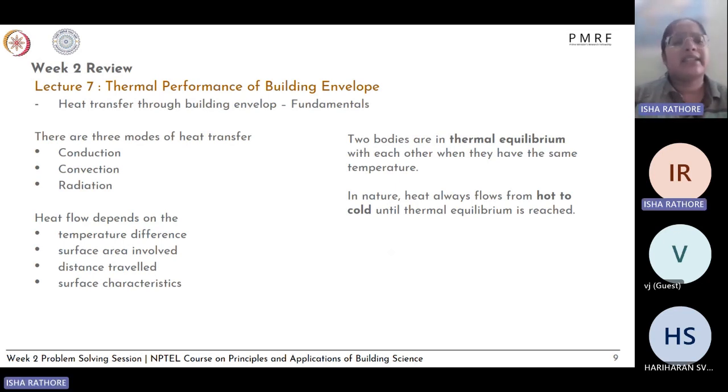And then two fundamental laws, sort of, you can say, are that two bodies are in thermal equilibrium with each other when they have the same temperature. So the hotter body will try to transmit its heat to the lower body such that both of them are in thermal equilibrium. That is, both of them achieve the same temperature. And in nature, heat always flows from hot to cold. So from a higher temperature, it will always flow to a colder temperature until this thermal equilibrium is reached. So this is the fundamental knowledge for heat transfer.